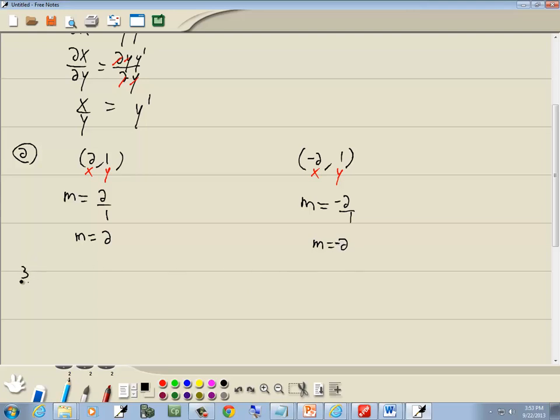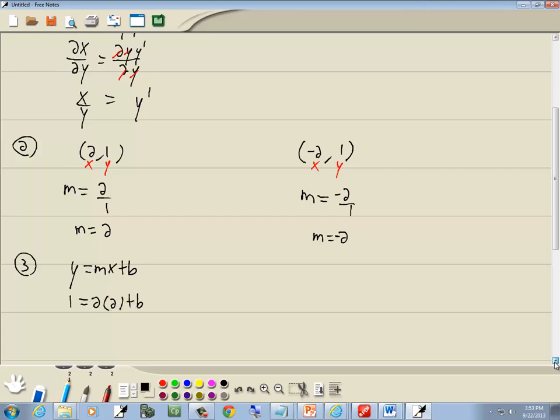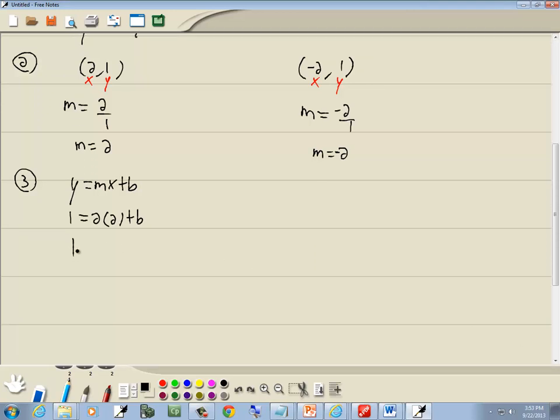Okay, step 3. You want to plug in your given point for x and y. Well, on this point here, we said x is 2 and y is 1, so we put 1 in for y. m we just said was 2, so put 2 in for m, and x is 2, plus b. And then we want to solve for b. Well, we got 2 times 2 is 4, plus b. Take the 4 over, we got 1 minus 4, or b is equal to negative 3.